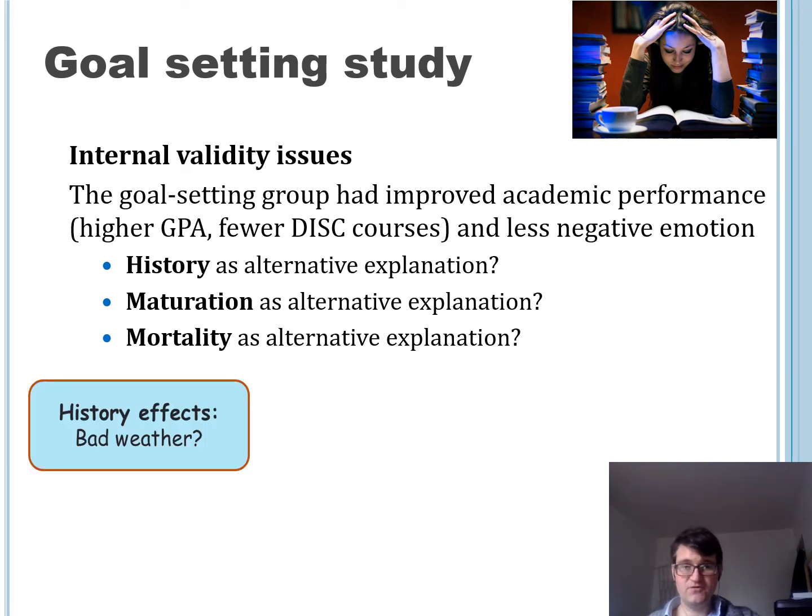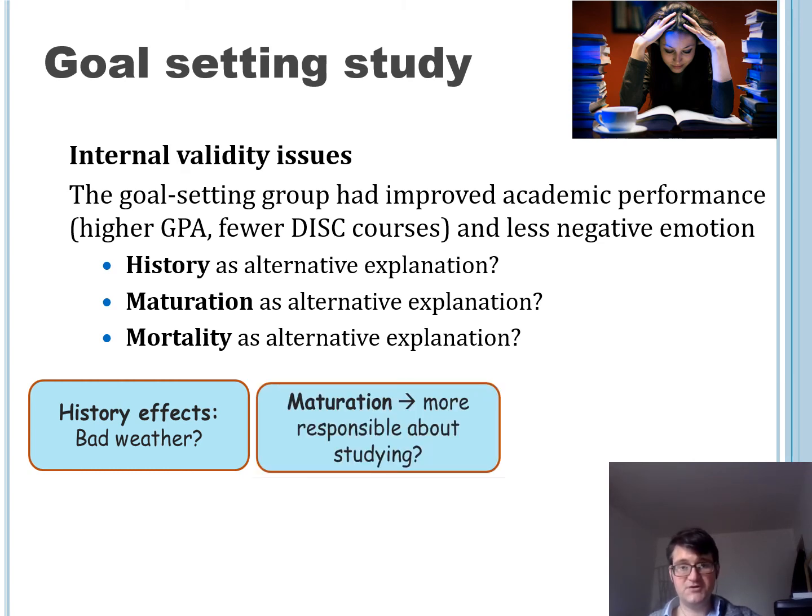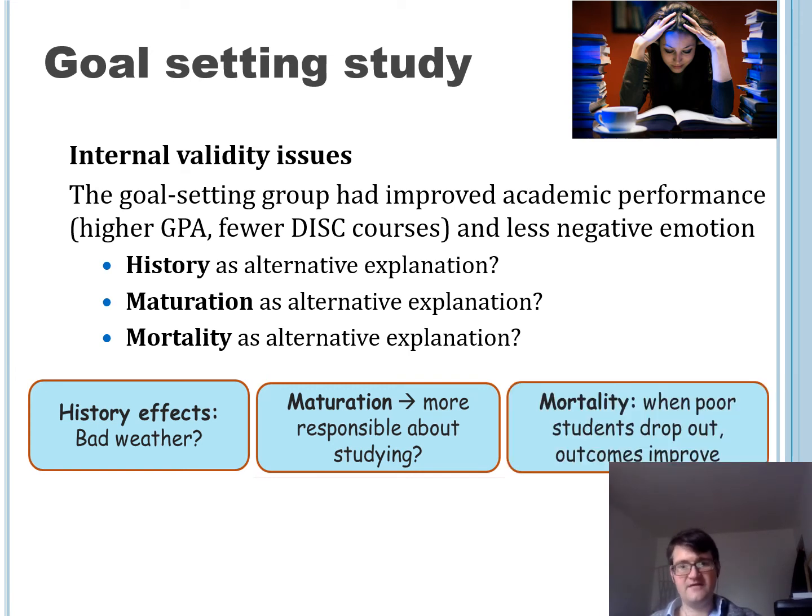Again, explanations here. History effects could be things like bad weather. Maturation could be people becoming more responsible about studying personally, although I think that overlaps with my first explanation, where I used the pandemic instead of bad weather, but you get the idea. And mortality here: when poor students tend to drop out, the outcomes improve, not because of the intervention, but just because the bad students dropped out. If the poorly performing participants drop out at a higher rate, the intervention winds up looking effective even if it isn't, or even if it is effective, it looks more effective than it really is.